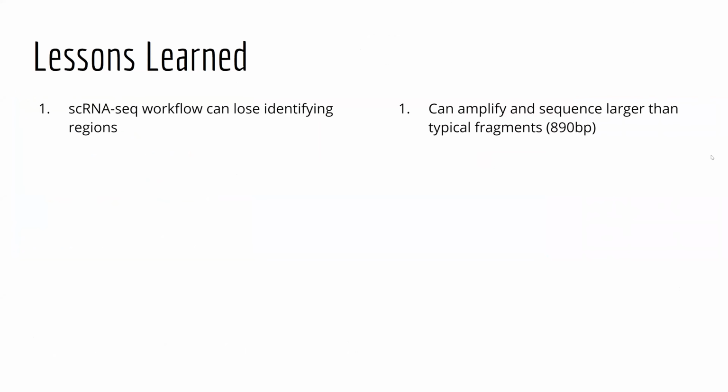And what we learned from this is that, in general, this works. Although you may lose identifying regions during the single-cell workflow, you can then amplify and sequence them. And we found that this worked for pretty large fragments, up to almost 900 base pairs.